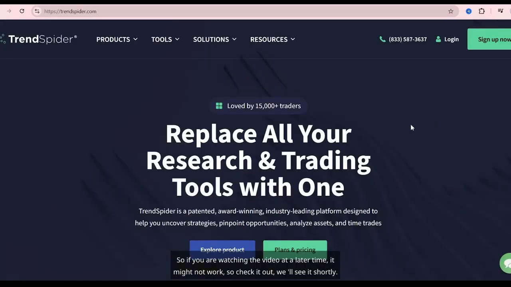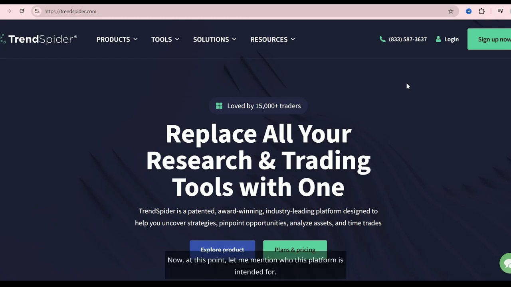We'll see it shortly. Of course, I'm talking about the TrendSpider platform, which was designed to address 4 key trading issues: technical charts and analysis, strategy development and testing, idea generation, and trade timing and execution.